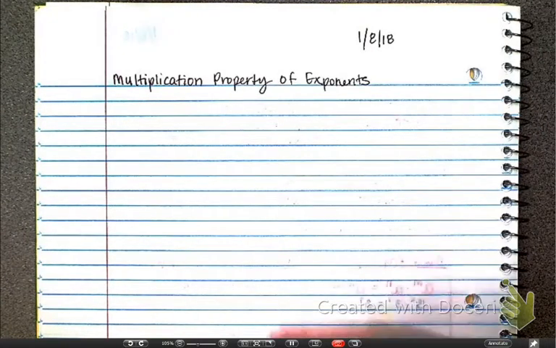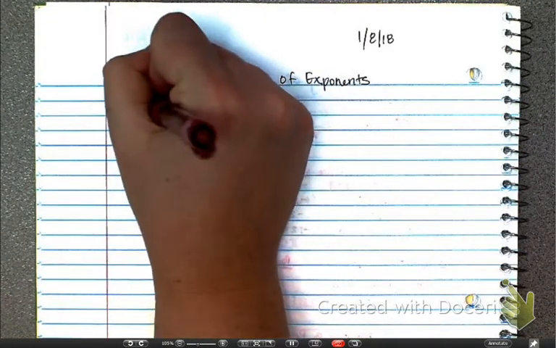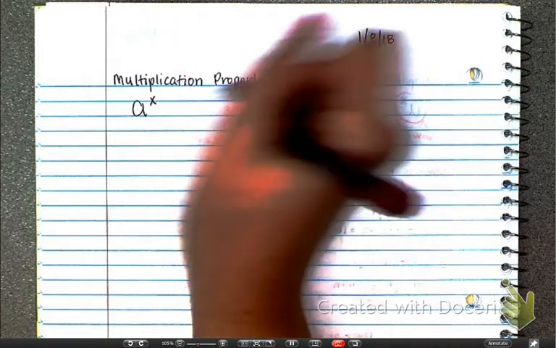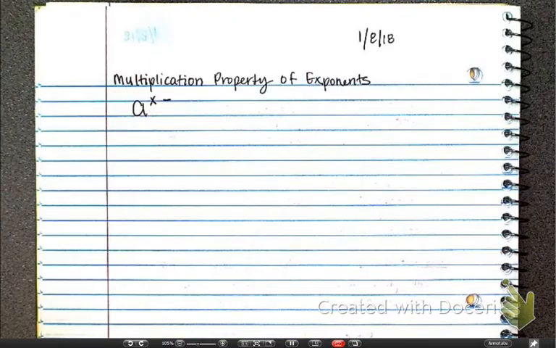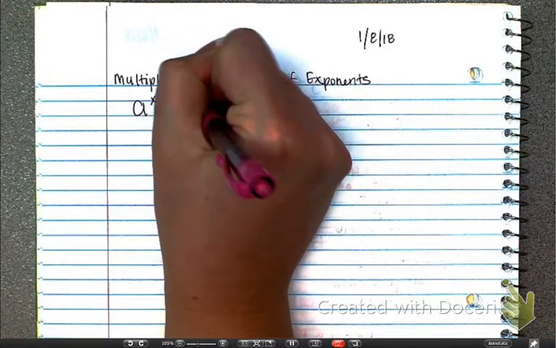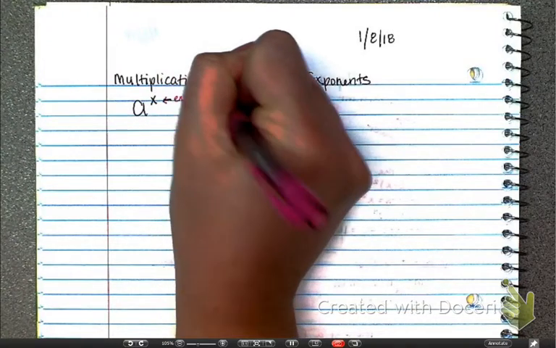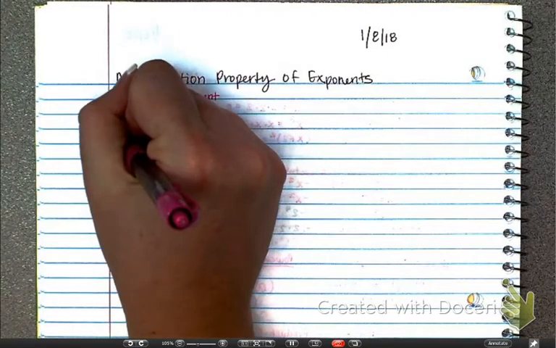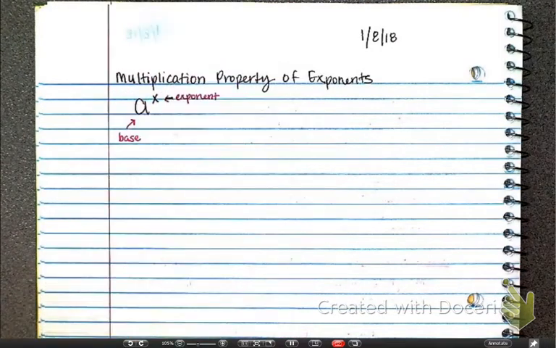Okay, so in general, this would be an example. So a to the x power, where x is your exponent. Does anyone know what the a is called? It has a name. The base number? It's a base, yep. So you have your base and your exponent.